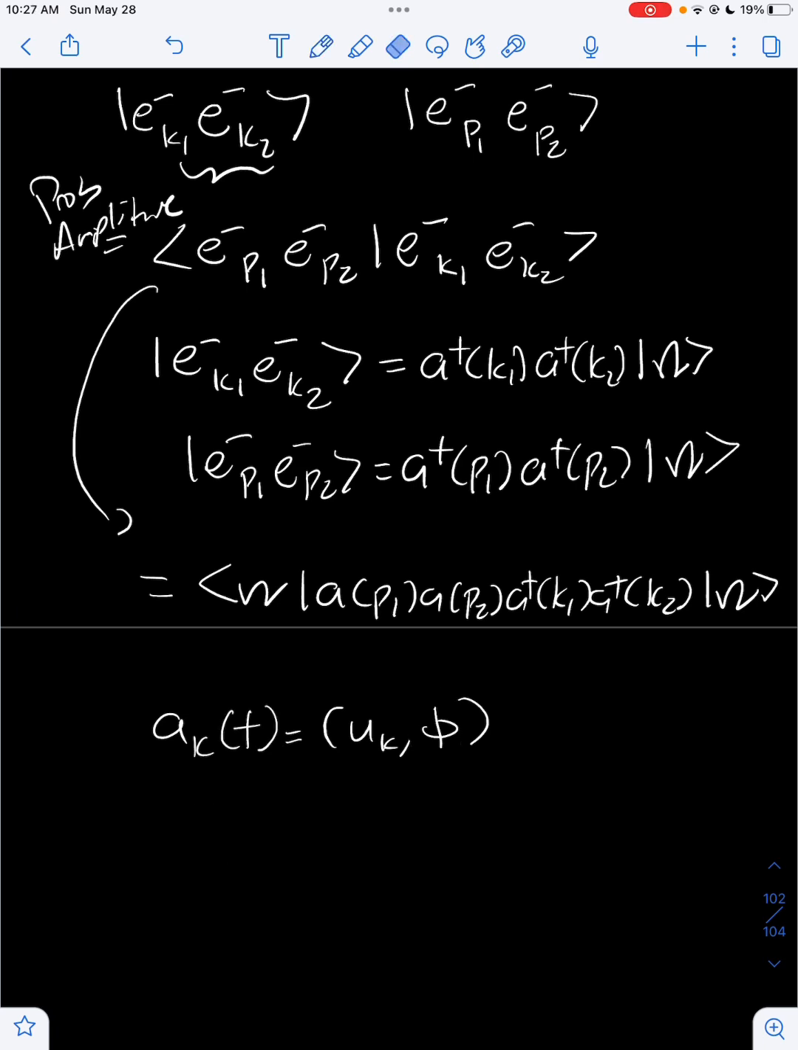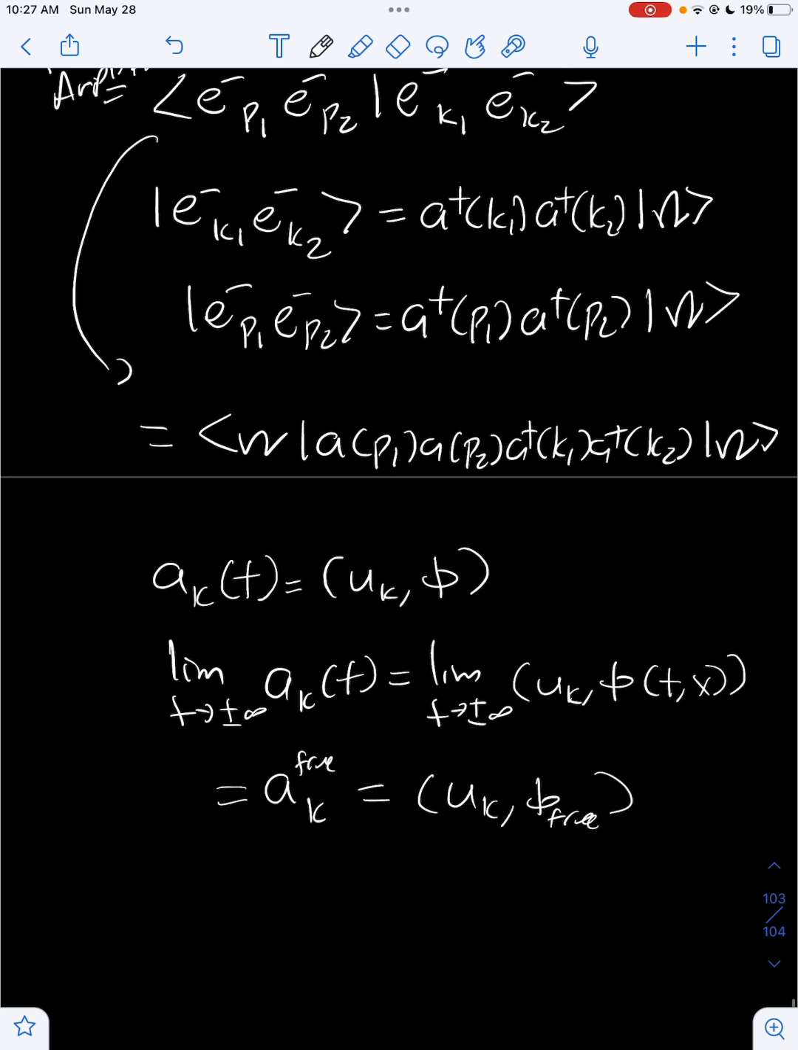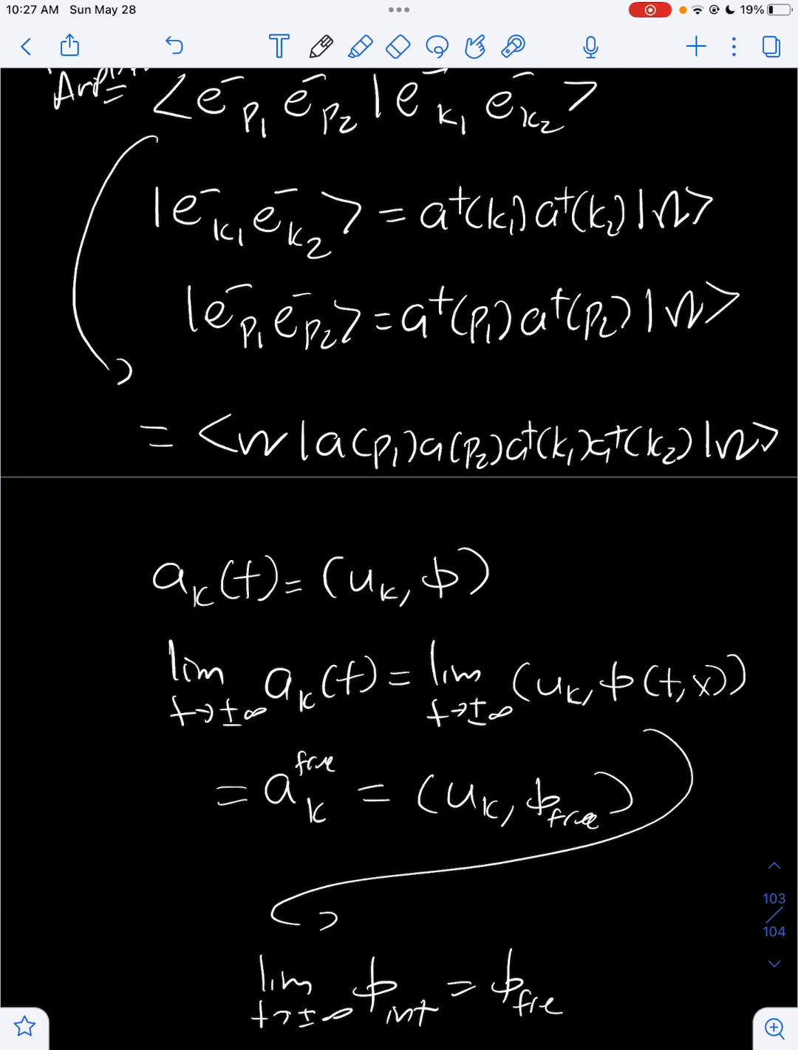Pretty much what we're really saying is that the limit as t approaches plus or minus infinity of a of k of t, which is equal to the limit as t approaches positive or minus infinity of u of k with phi, which again does depend on time, is going to be equal to the free annihilation operator, which equals u of k with the free field. This is just basically saying that we're assuming that the limit as t approaches positive or minus infinity of our interacting field is our free field.